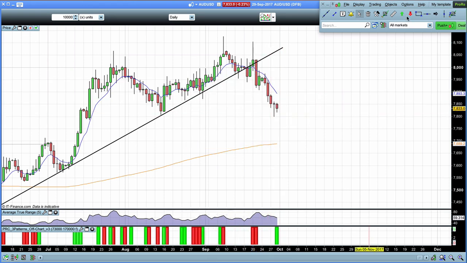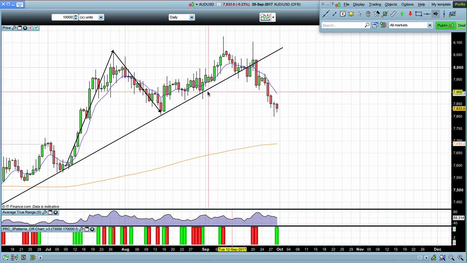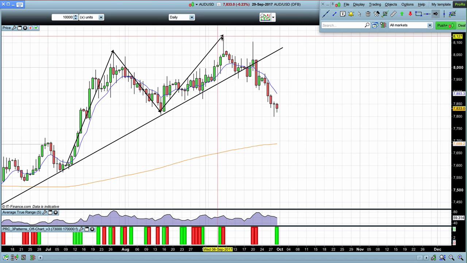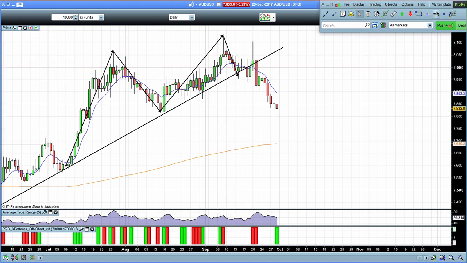Now, if we just delete this, we also looked at the strong previous swing, which is still important coming into this week, and how we were potentially looking at, well, first of all, a triple top, but really the way I was looking at it was a large double top with a smaller one on the right hand shoulder. Now that's what we got last week.